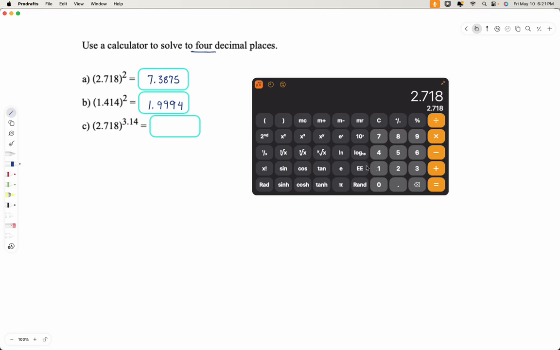2.718. And you see this little XY button here? I did show you this in the video, so pay attention to the video. You click this, and then you type in any exponent you want, and it's 3.14. And when you hit equal, then it gives you the answer. So 1, 2, 3, 4 places. The 4 is not big enough to round this up, so the answer is going to be 23.0963.